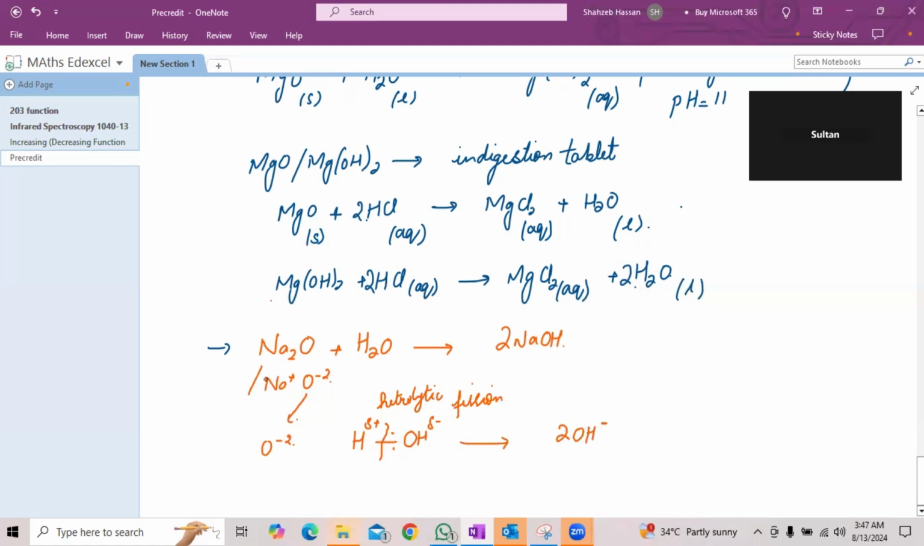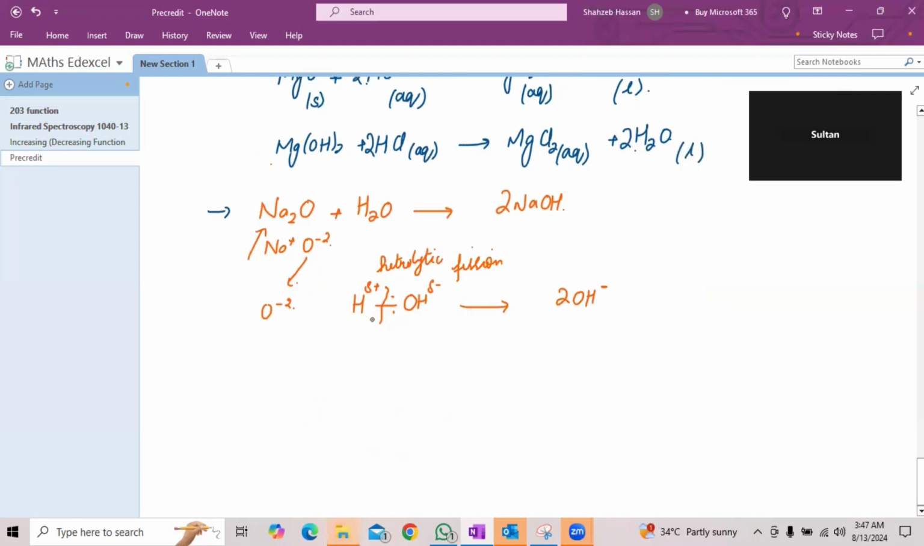In this one, basically O minus 2 is acting as a base, which has been taken by this H positive ion, or you can say the electrophilic substance, and it would be added here and make a bond of OH. So I hope this point is clear to you.